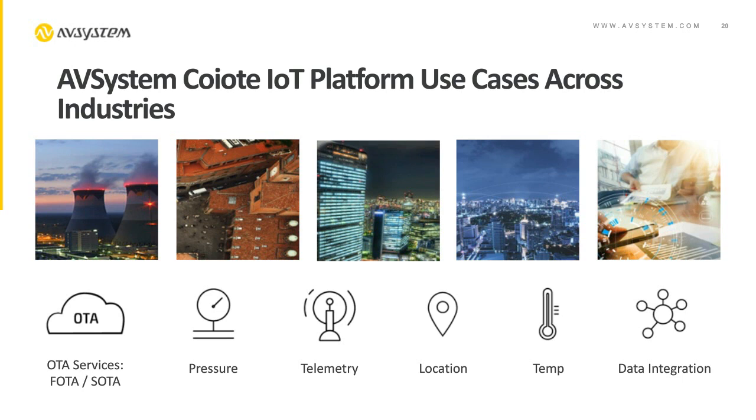At AVSystem, we work with a multitude of industries and enterprises, from oil and gas companies to smart city, smart building, smart factory, and we apply IoT technology for device management, data orchestration, collecting telemetry data in terms of temperature, pressure, moisture levels, whatever you need to track to support your business.